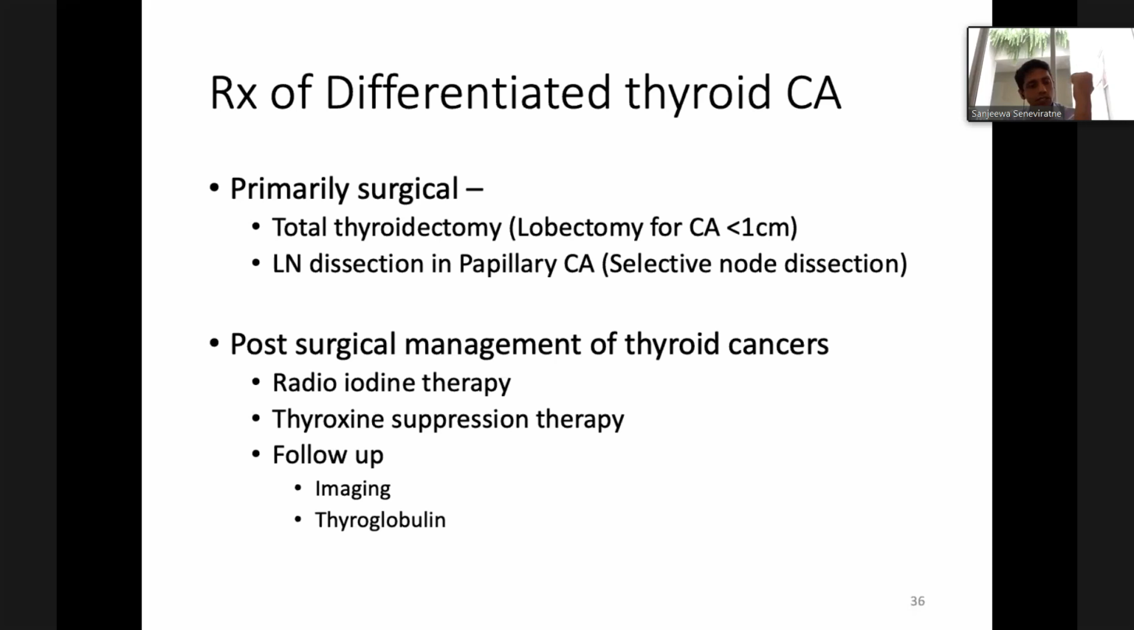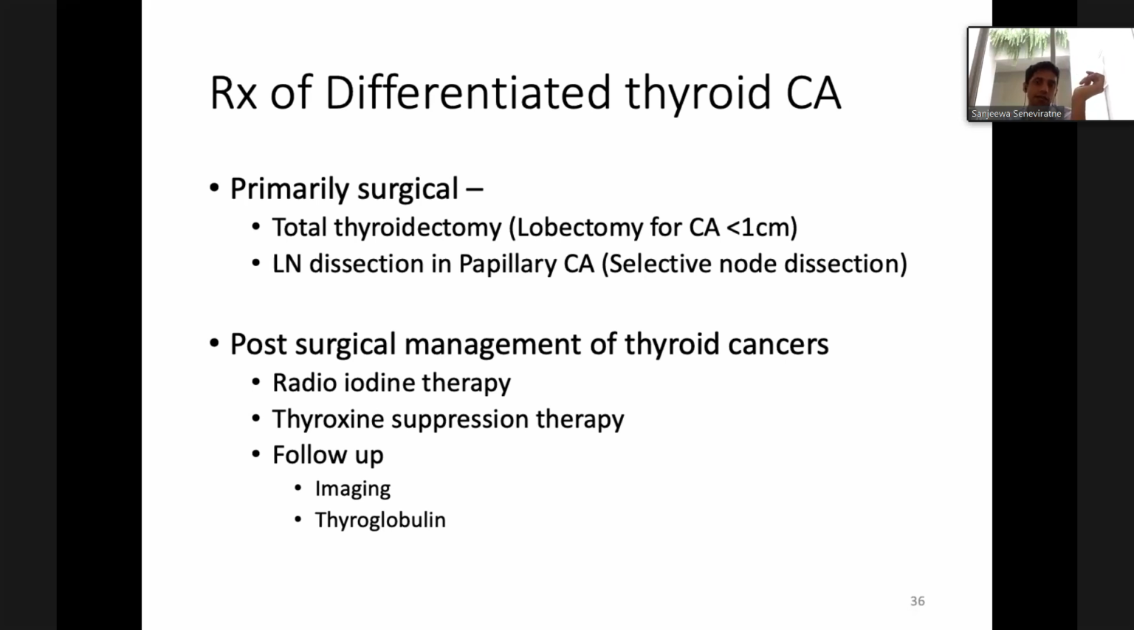In addition to that, we keep them on supraphysiological doses of thyroxine, or what you call TSH suppression therapy. Thereby we keep TSH at a very low level, because these are differentiated thyroid carcinomas which are dependent on TSH for their growth and replication. By keeping TSH at a very low level, we can reduce the risk of tumor recurrence.